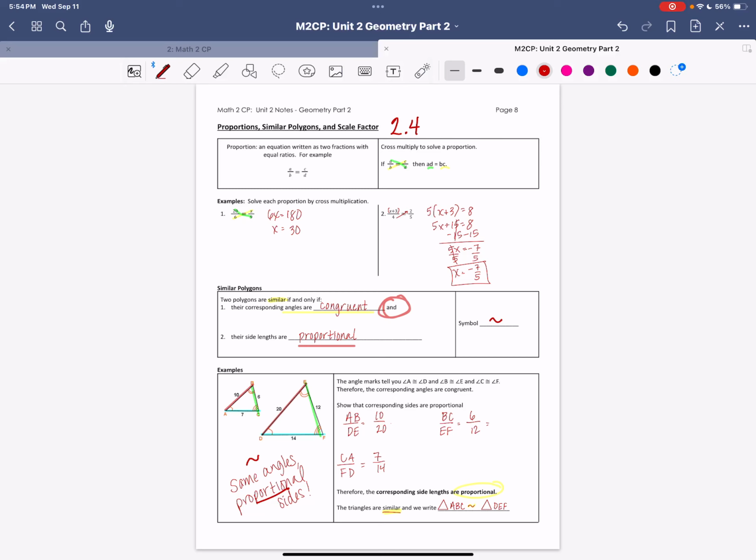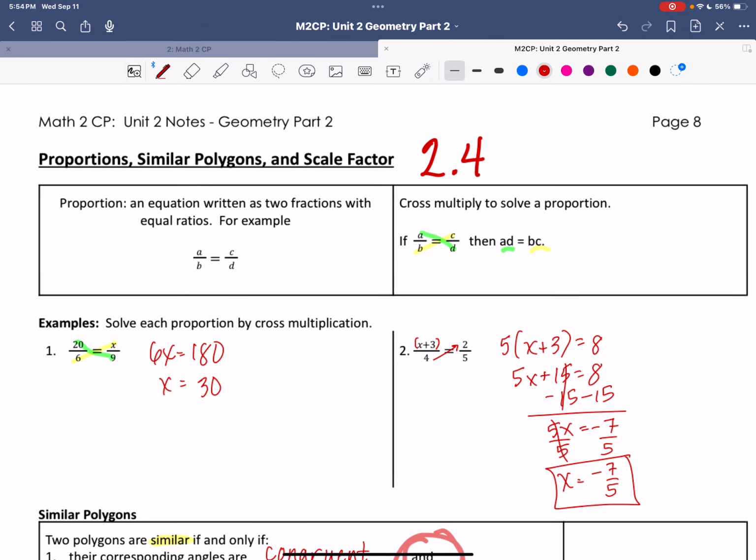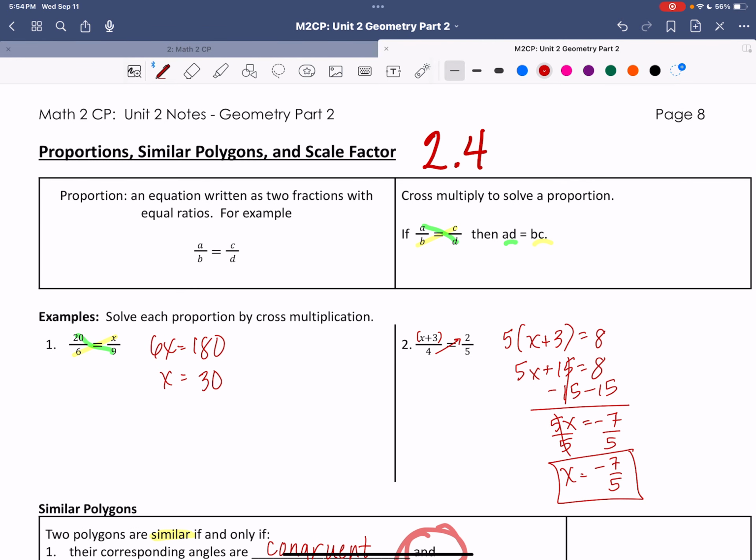All right, today we're going to talk about proportions, similar polygons, and scale factor. As a reminder, a proportion is an equation written as two fractions with equal ratios. For example, you have A over B is equal to C over D. When you are solving proportions, you want to cross multiply. And then, as I showed you here, A times D equals B times C.